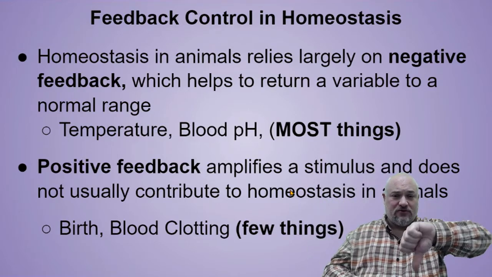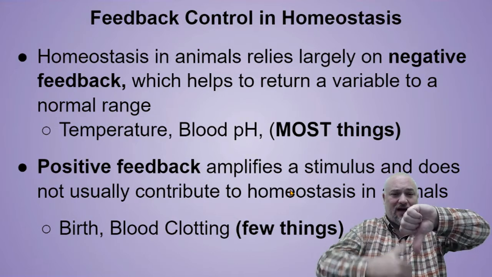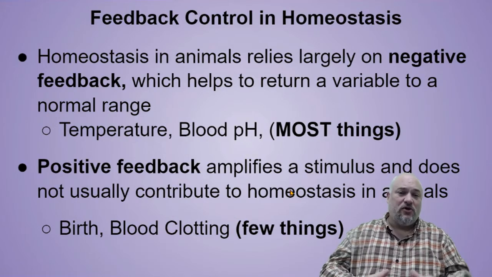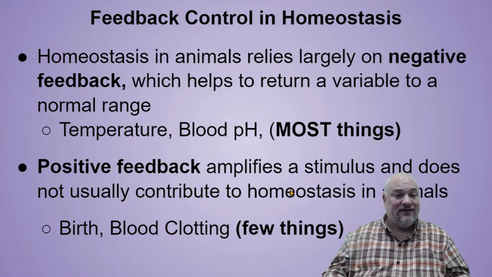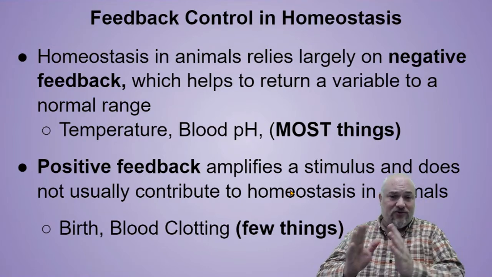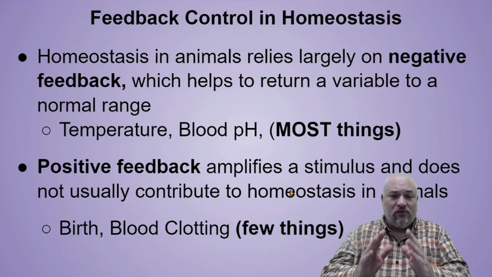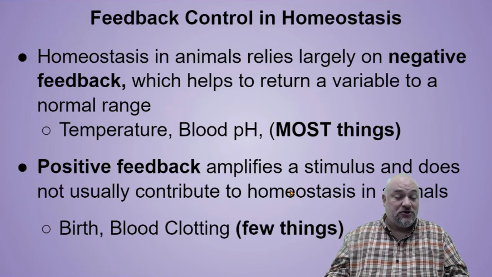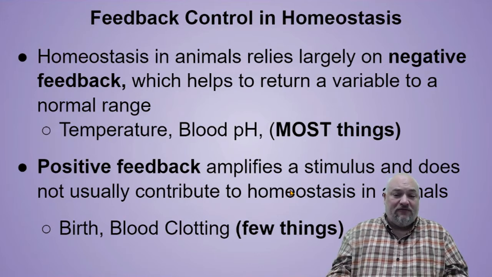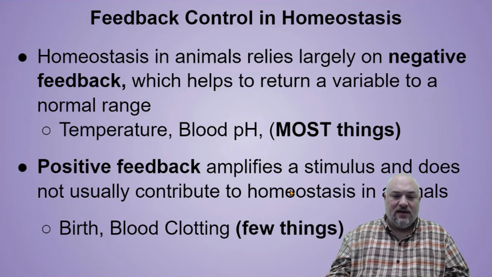Or if our temperature starts dropping too low, our body works to knock it back up. Okay, so we're working in an opposite direction. And that's why we call it negative feedback. Not negative as in bad, negative as in we're going the opposite direction to try to return things back to that midpoint of homeostasis where we are functioning efficiently. Positive feedback, on the other hand, amplifies the stimulus. It doesn't usually contribute to homeostasis in animals.